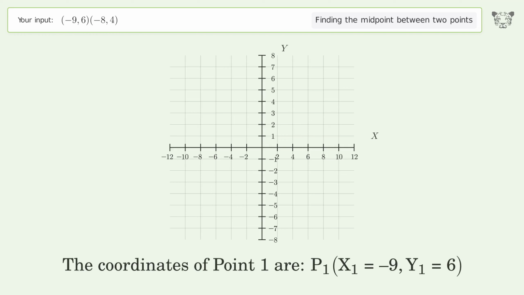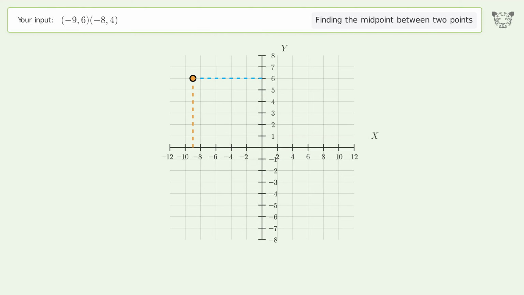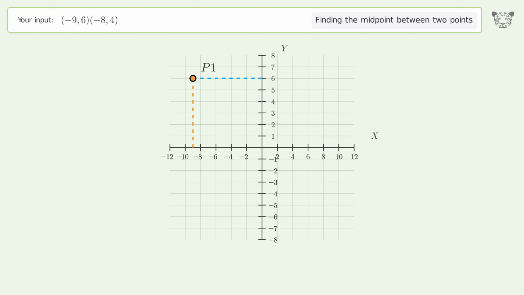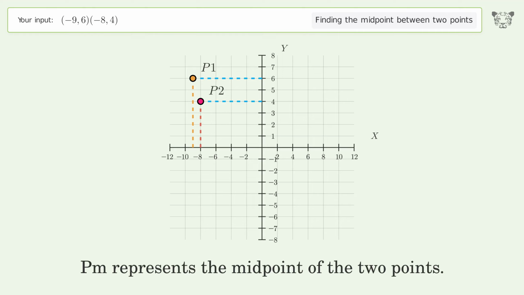The coordinates of point 1 are x1 equals negative 9, y1 equals 6. The coordinates of point 2 are x2 equals negative 8, y2 equals 4. PM represents the midpoint of the 2 points.